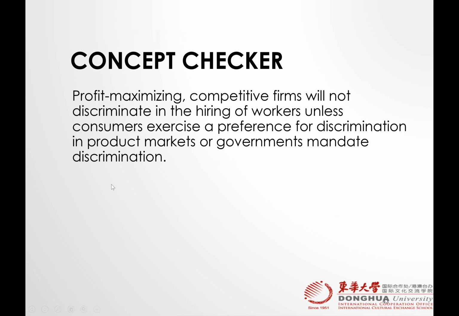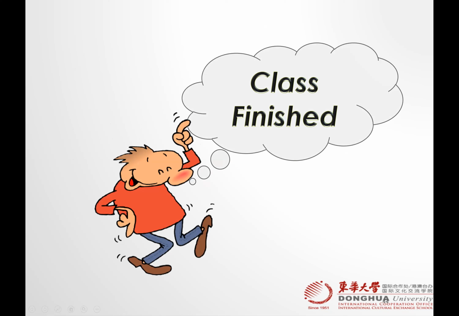Now, true or false: a profit-maximizing competitive firm will not discriminate in the hiring of workers unless consumers exercise a preference for discrimination in the product markets or the government mandates discrimination. True or false? Discrimination occurs with the prevalence of customers' preference and government mandate. True or false? True. Well done. Okay, that's the end of this chapter.